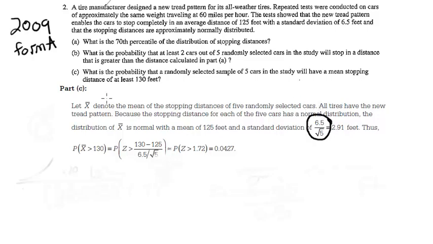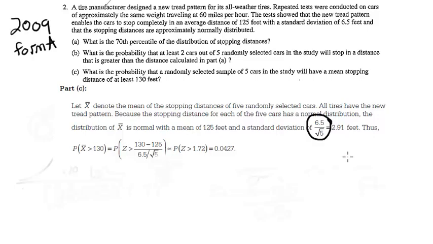So I like how whoever made this answer defines what X bar is, the mean stopping distance of 5 randomly selected cars, and then describes the distribution of X bar. They're saying it's normal, they're giving the mean and the standard deviation. Notice they're including the units: the mean is 125 feet, the standard deviation is 2.91 feet.